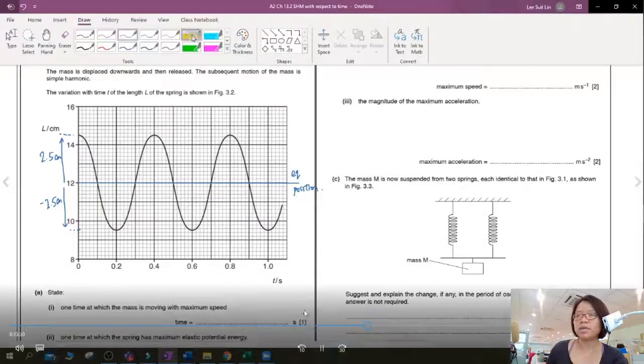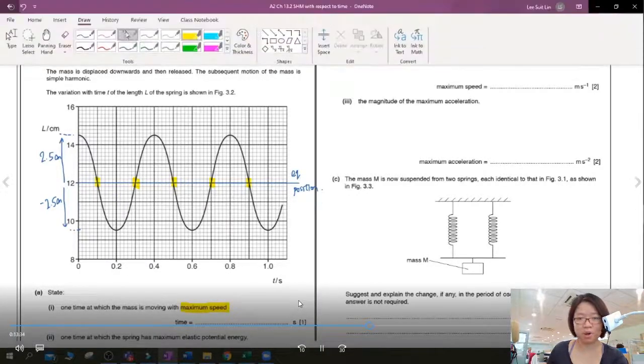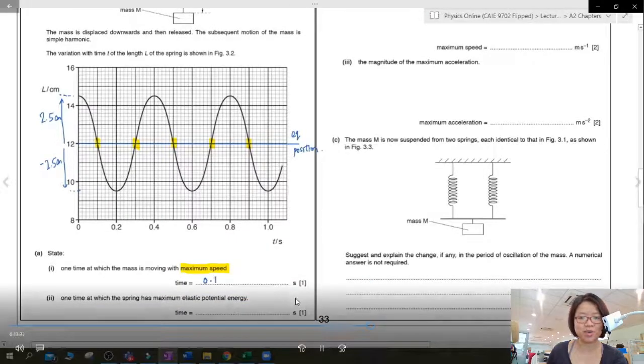With that, we can now answer at which time is the speed maximum. All the yellow points that I highlight is where speed is maximum. Why? Because it's equilibrium position. So any of these times, you choose one, whichever you like.